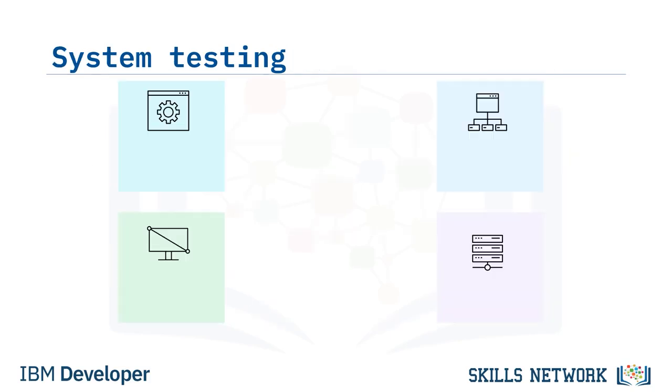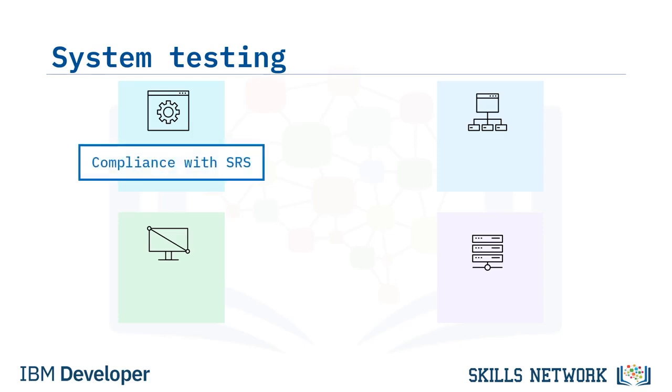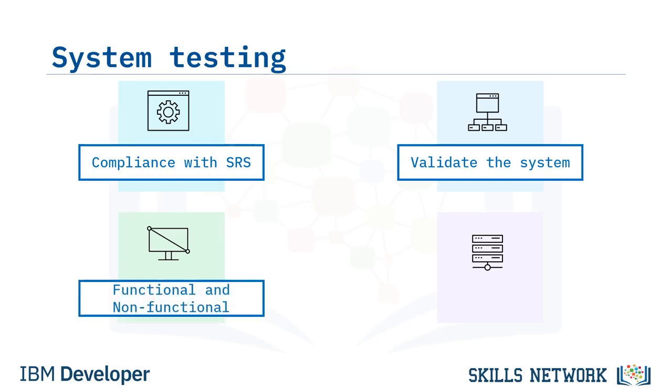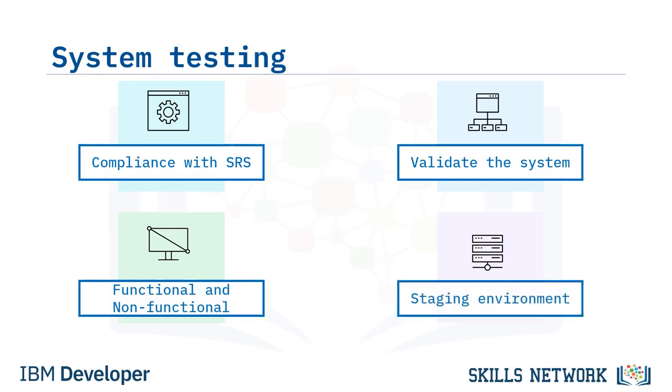System testing occurs after integration testing and is conducted on a complete integrated system to evaluate the system's compliance with its specified requirements. It validates the system as a fully completed software product. System testing is both functional and non-functional. And system testing is done in a staging environment, which should be similar to the production environment.